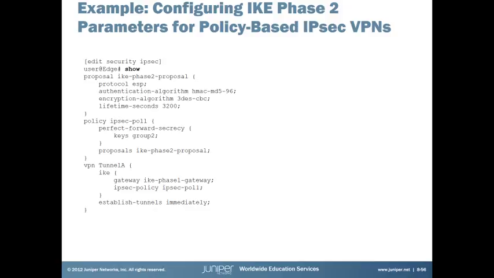Again, referencing the proposal, choosing authentication, encryption. These parameters have to be identical on both ends. So the authentication algorithm, the encryption algorithm, and the lifetime in seconds must be identical. For using perfect forward secrecy, the key group must be identical on both ends. VPN tunnel A, so we're just referencing our gateway and referencing our policy. We're establishing tunnels immediately in this case.